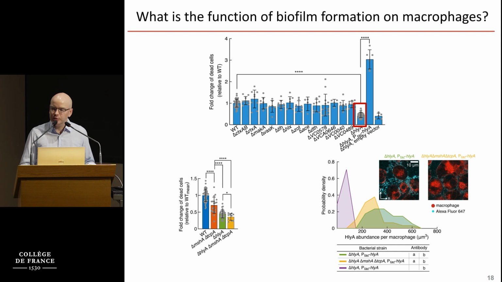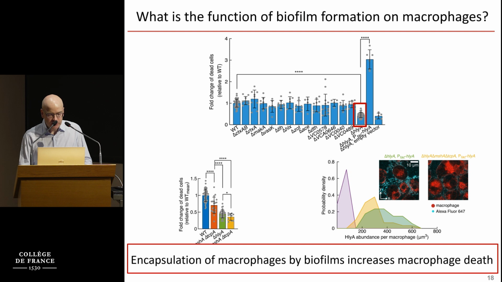Well, to find out, we got an antibody against this hemolysin and measured the abundance of this hemolysin around the immune cells in the presence of the biofilm and in the absence of the biofilm. And the antibody is shown in green fluorescence here. You can see that when the cells produce a biofilm around the macrophages, there's a much higher amount of antibody present compared to when you don't have these biofilms, which tells us that the biofilms serve to generate a high concentration of this toxin around the immune cells, and this is the mechanism by which biofilms contribute to killing the immune cells. So encapsulation of macrophages by biofilms increases macrophage death.